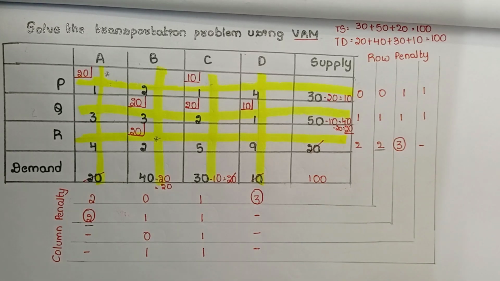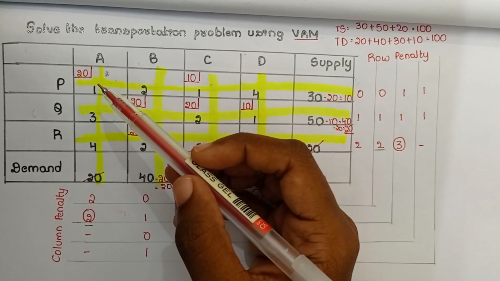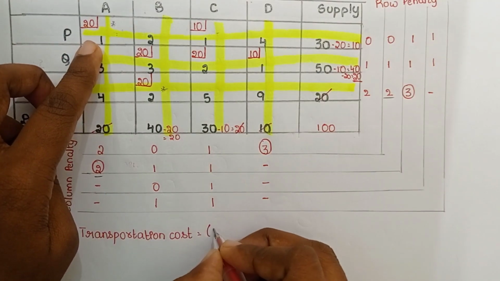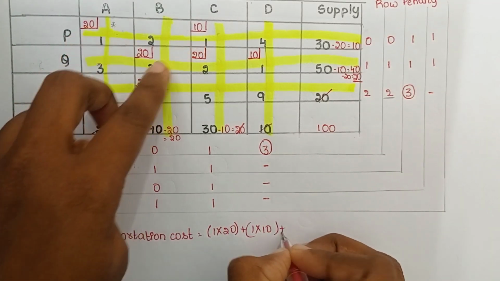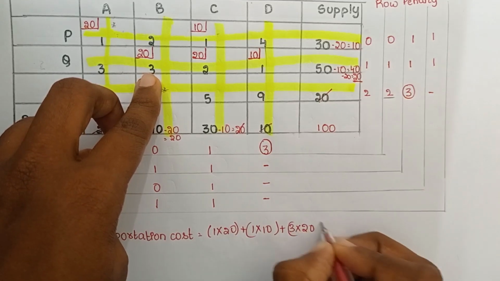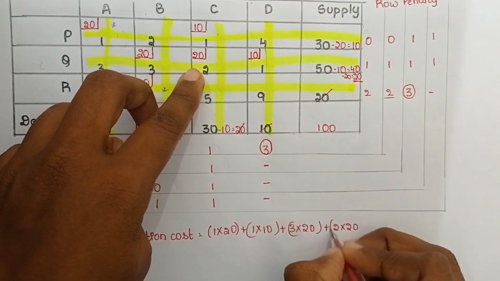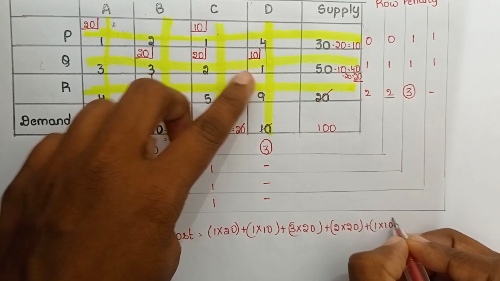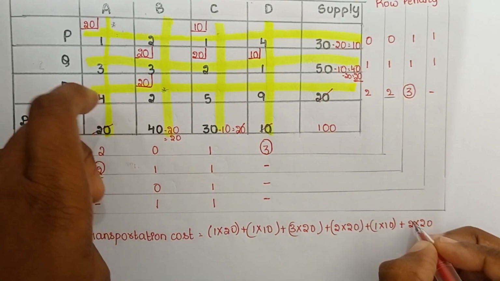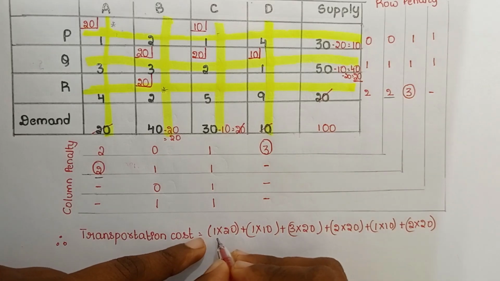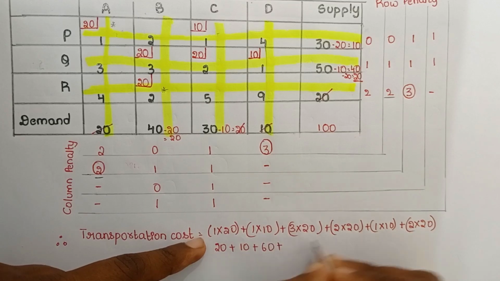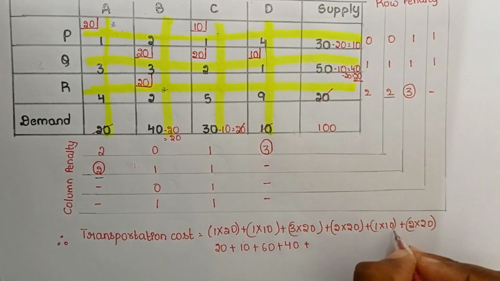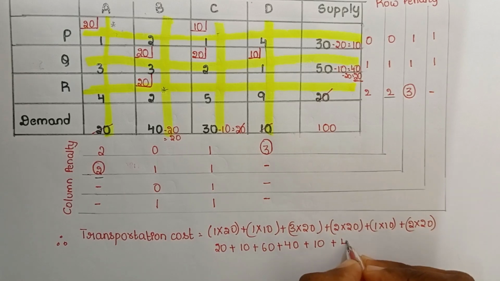Okay, so the next procedure is to calculate the transportation cost, which means we have to multiply the units with amount. Transportation cost is equals to 1 into 20 plus 1 into 10 plus 3 into 20 plus 2 into 20 plus 1 into 10 plus 2 into 20. So we have to multiply. 1 into 20 is 20, 1 into 10 is 10, 3 into 20 is 60, 2 into 20 is 40, 1 into 10 is 10, 2 into 20 is 40.